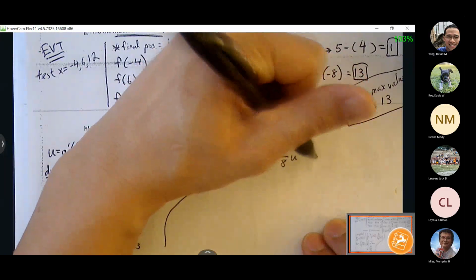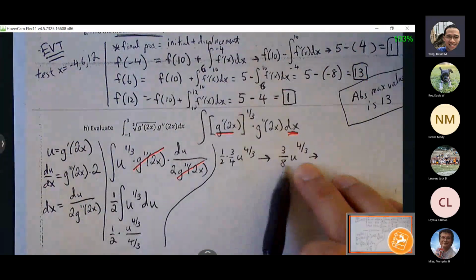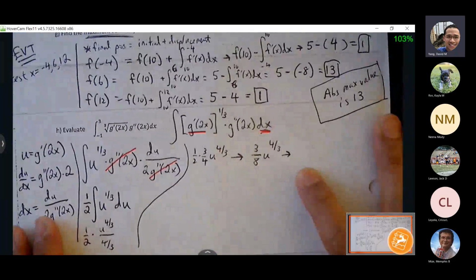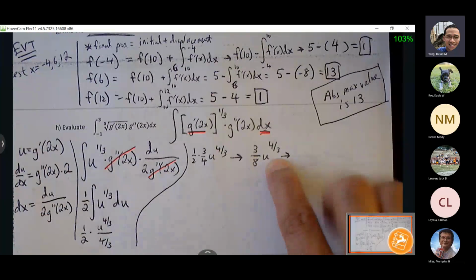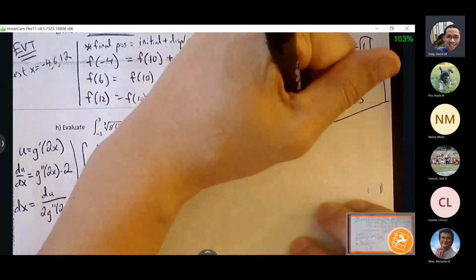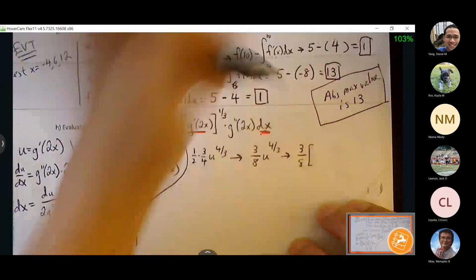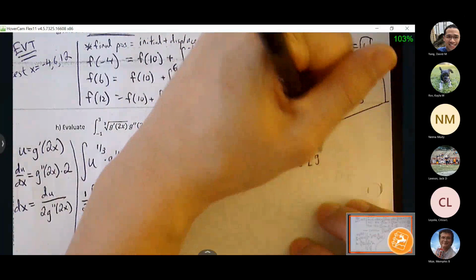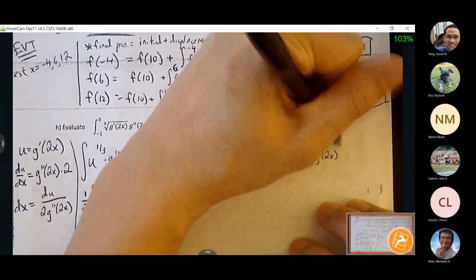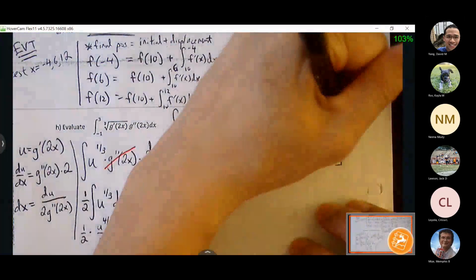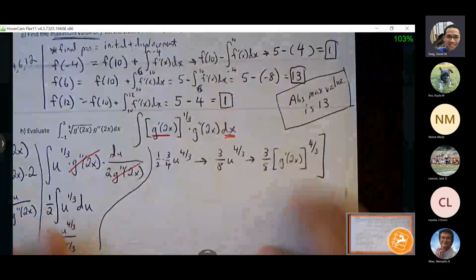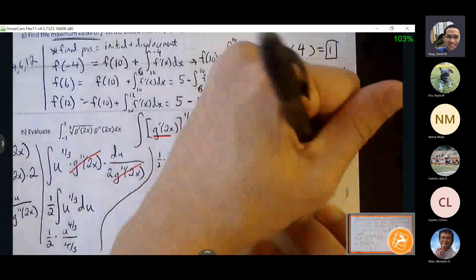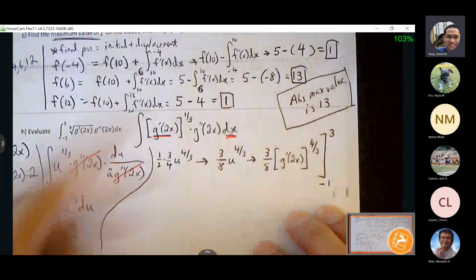Okay. I have two options here. Either I can bring this back in terms of x, or I can convert the bounds in terms of u. It feels more straightforward to bring everything in terms of x, so I'm going to bring that x back in. G prime of 2x. Okay, so now that I have my antiderivative in terms of x, I can work in my bounds from -1 to 3. Upper bound first.